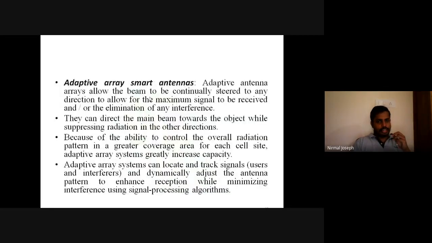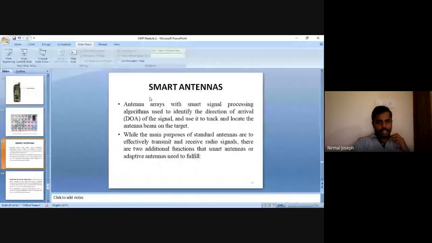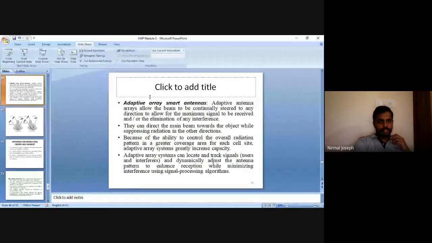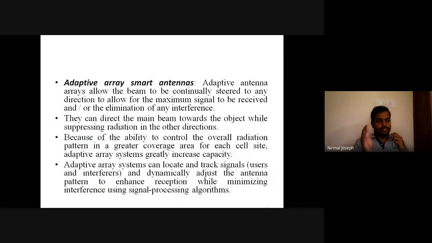Next one is the adaptive array smart antennas. You can expect what that can be. See, adaptive array smart antennas allow the beam to continually steer to any direction. In our switching, the beam was switching from one position to another position. But here it is not like that. It can steer smoothly, or continuous steering is possible. Continuously steer to any direction to allow the maximum signal to be received. So the maximum efficiency will be there, and it can eliminate any interference also.